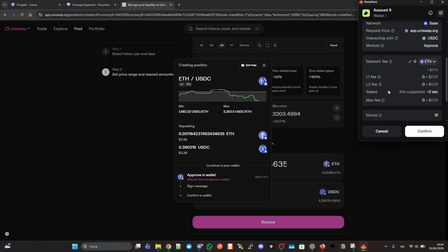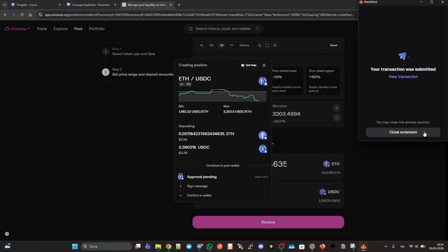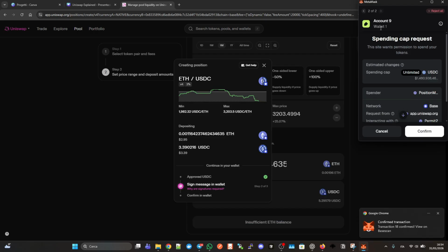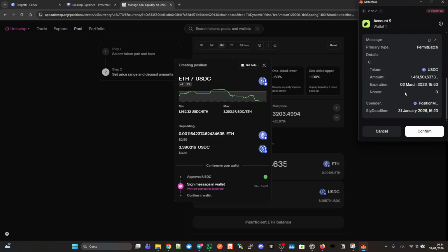Okay, here we are using Permit2. This is a great improvement by Uniswap. This is the first transaction. Now there is the second one, where we actually permit batch. Okay, confirm.